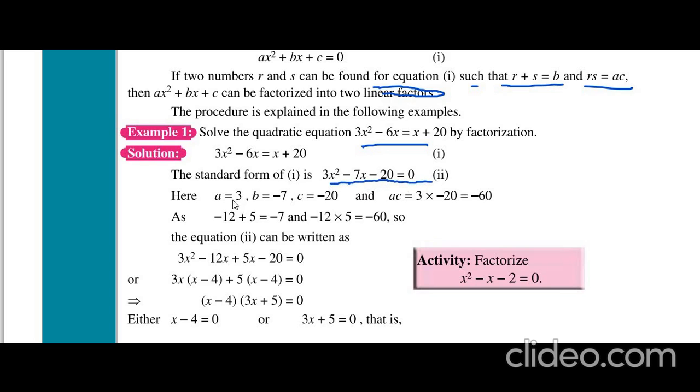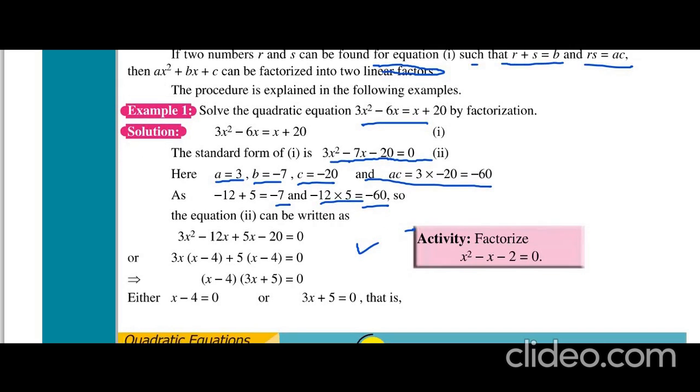Now here a is 3, b is minus 7, c is minus 20. What is ac? Which is minus 60. Now find the factors of minus 60: 12 and 5. When you add minus 12 plus 5, this becomes minus 7, and if you multiply minus 12 and 5, this becomes minus 60. With this method you are very well familiar, so I will not discuss this method in detail. Let's move further.